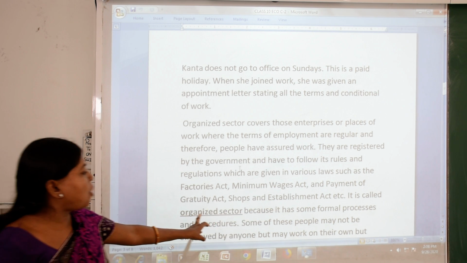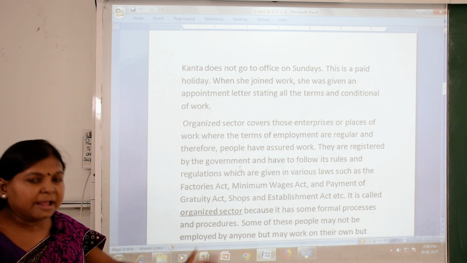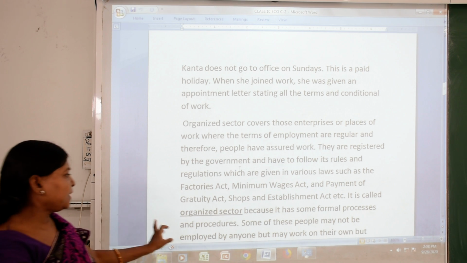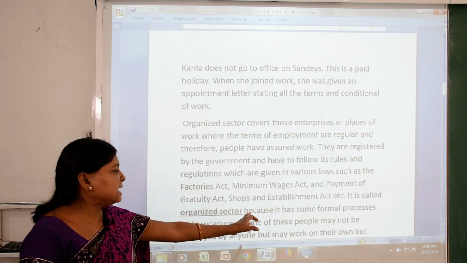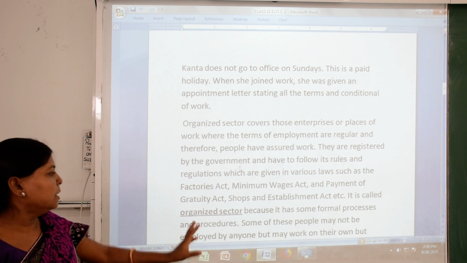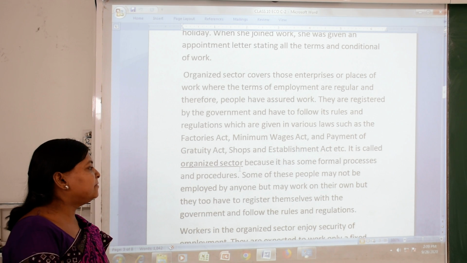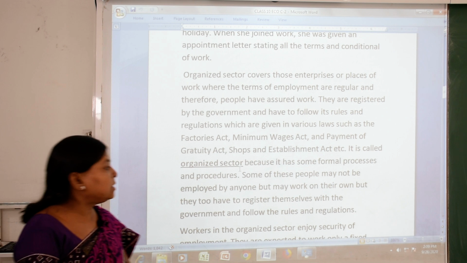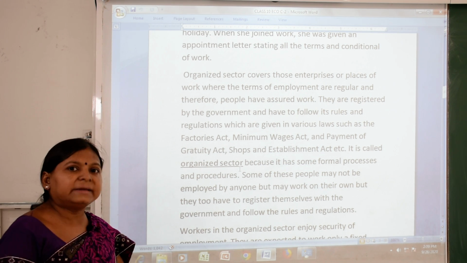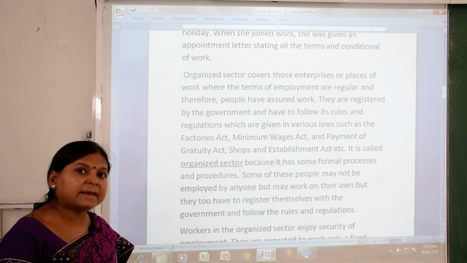So it is called organized sector because they have to follow all the rules and regulations which are made by the government. So they are called organized sector because it has some formal process and procedure and they have to follow. Do you know? Some of these people may not be employed by anyone but may work on their own, but they too have to be registered with the government and they have to also follow rules and regulations.